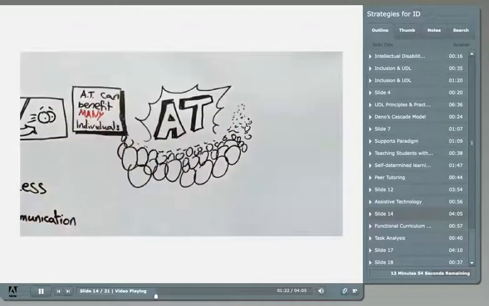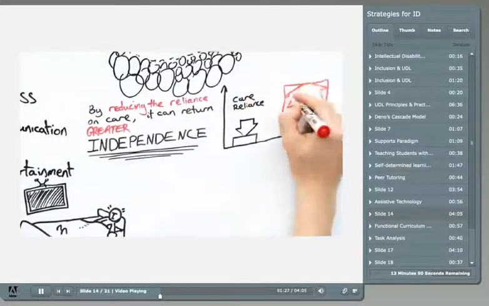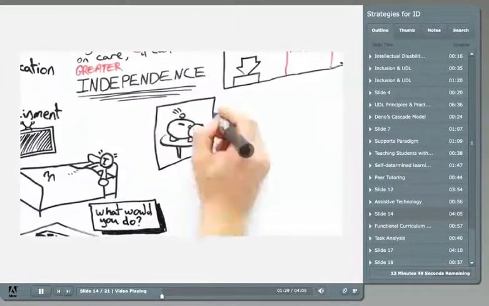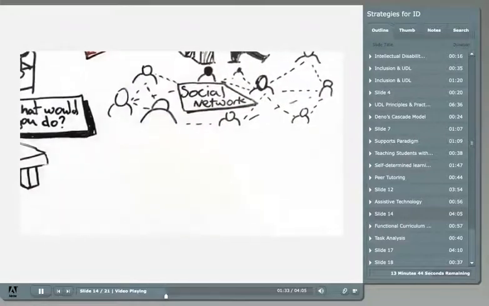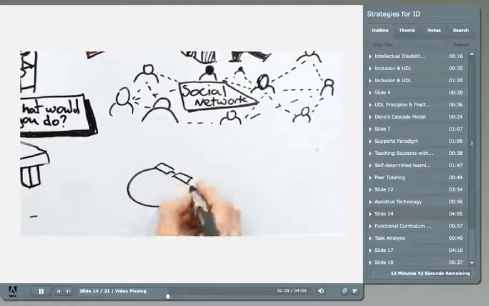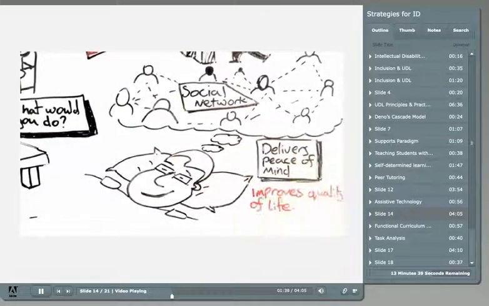AT can benefit many individuals. By reducing the reliance on care, it can return greater independence. It can increase security and improve social lives. It delivers peace of mind not only to those using it, but to their family and friends, colleagues and caregivers. It improves quality of life.